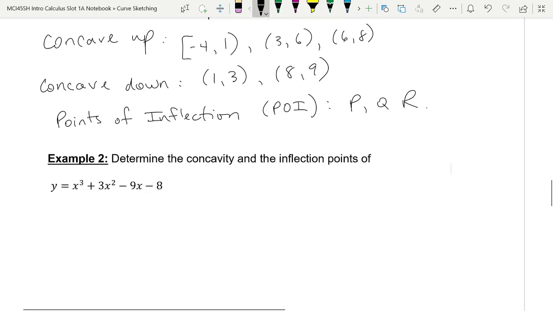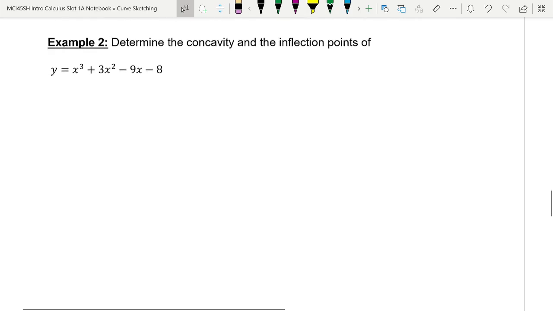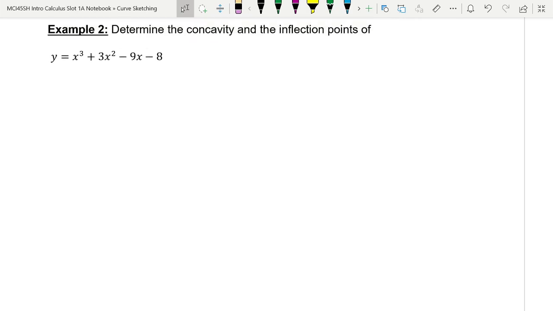All right, let's do this with some numbers. Determine the concavity and the inflection point, or inflection points, there can be more than one, of y equals x cubed plus 3x squared minus 9x minus 8. All right, why don't I give you a sec, and you can try finding the derivative of that, and then find the second derivative of that.